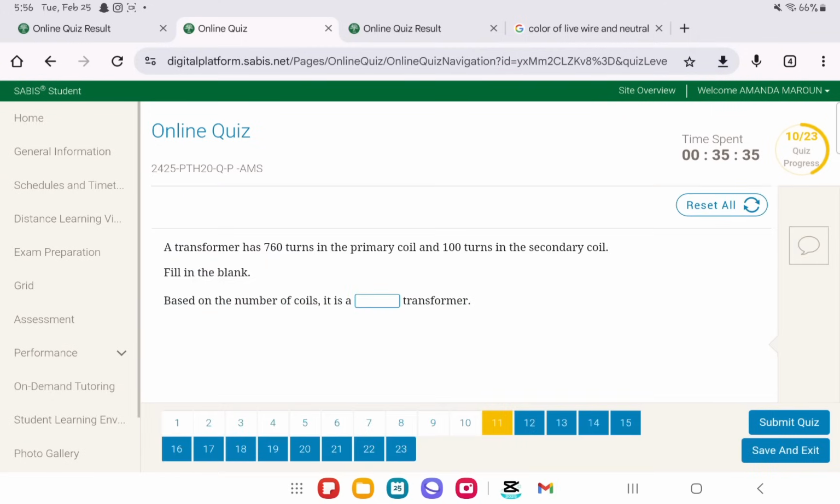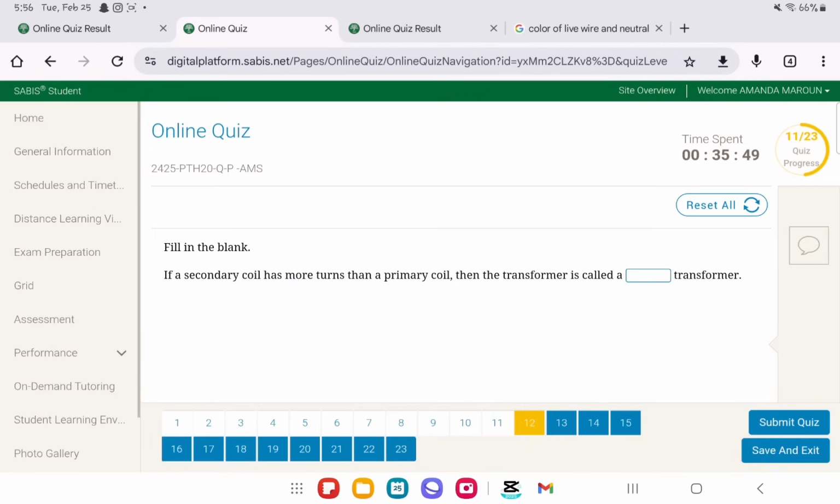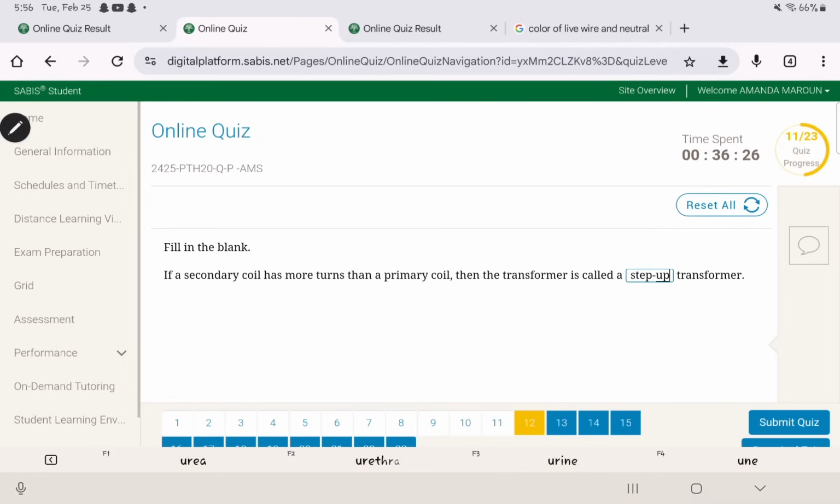This is a simple question. If a transformer had 760 turns and then it decreased to 100 turns, this is a step-down transformer. You denote it by step-down or step down, whatever is fine. We move on to question number 12. If the secondary coil has more turns than the primary coil, then this is a step-up transformer. It's denoted by step-up transformer.